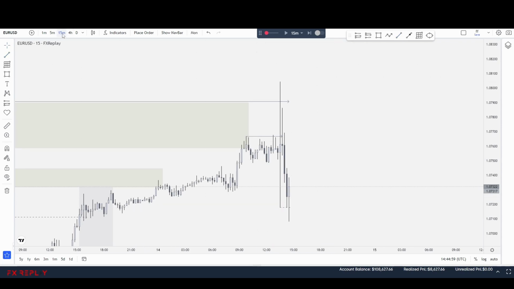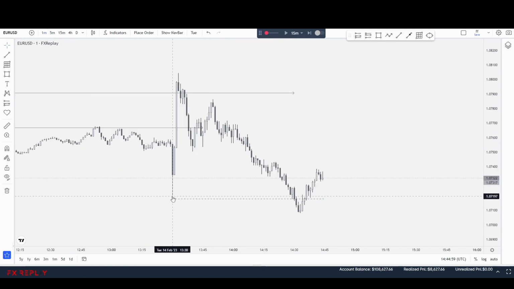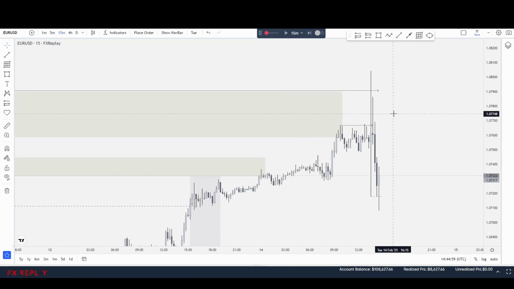So look on the 5 minutes to clear up a little bit. So we don't know what the order was on the 5. Okay, so we pushed down, then we pushed up and we swept the high. So this was the low that was the cause of the sweep, and now that's been taken out here, I can look to take a sell.